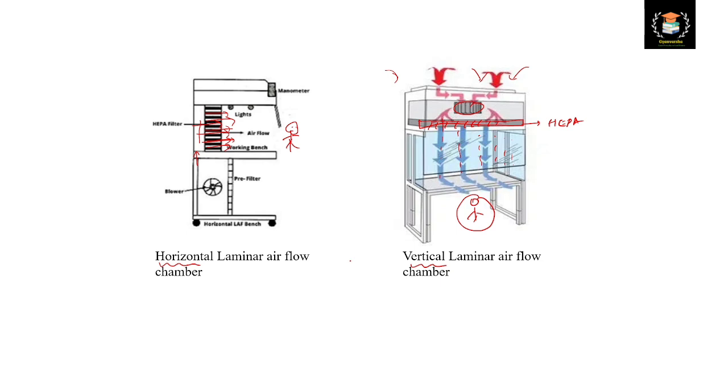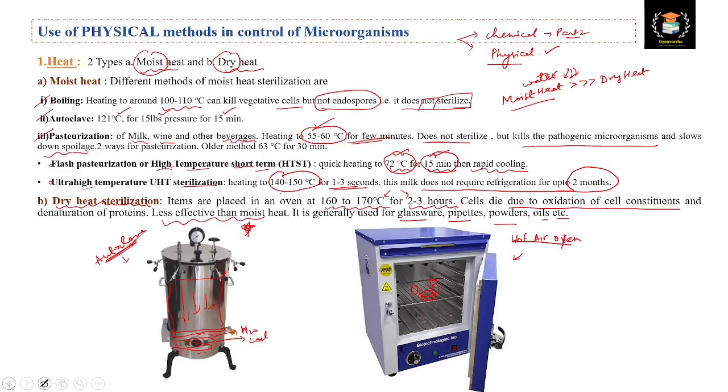There are different types. This is laminar. There are also biosafety levels, in which different types of laminar airflows are used. Biosafety level 1, 2, 3. If you all want a lecture on that, I will take it separately. But for now this is sufficient. So these are the different physical methods of sterilization.